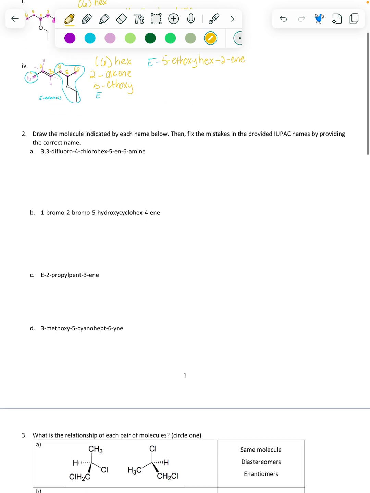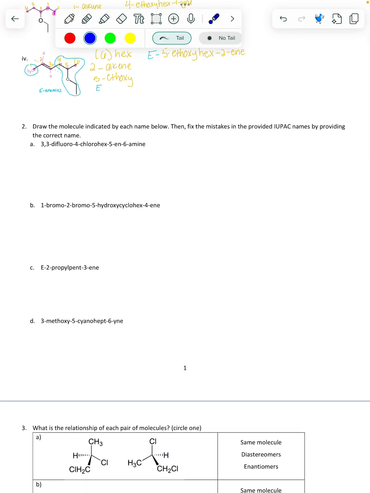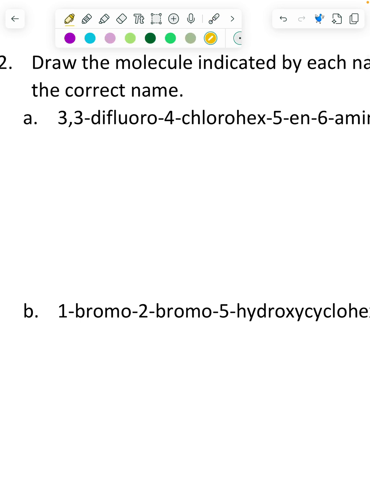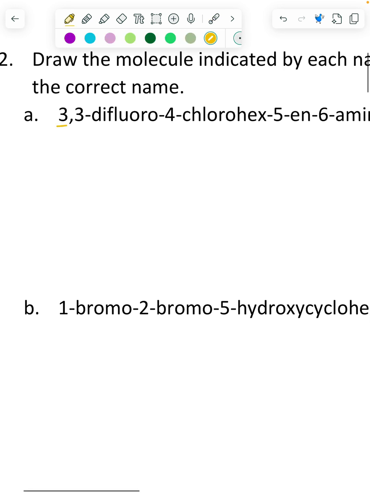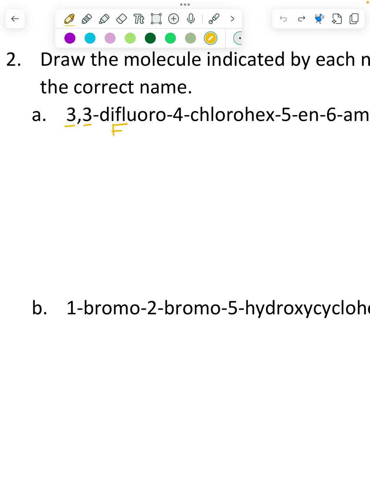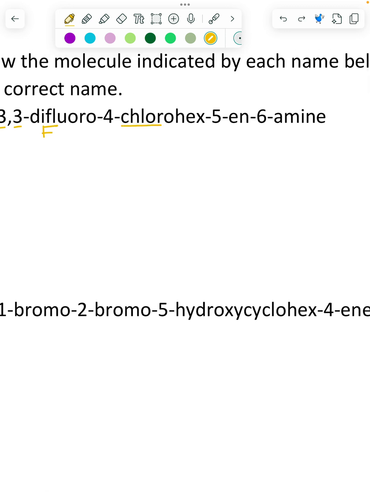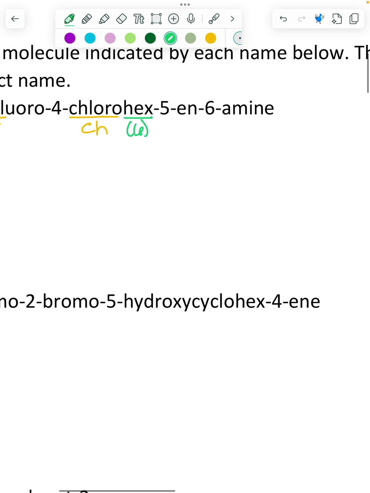Now, if we go down to question 2, it's asking us to draw the molecules that are set up here, and then we're going to have to rename them because these are all not named correctly. And we're not going to worry about D because that's irrelevant. So, looking at this first one, identify what we know. We know that we have 2 fluorines, 1 chloro, which is chlorine. We have a hex, which is a 6 carbon chain. ENE is a double bond. And then amine is another priority group, NH2.